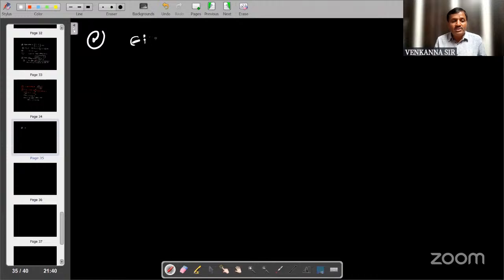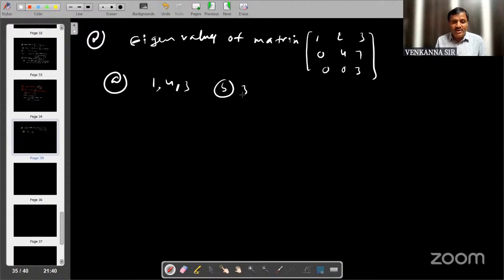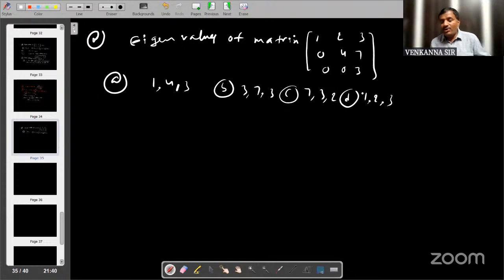Next. Eigenvalues of the matrix [1, 2, 3; 0, 4, 7; 0, 0, 3]. This matrix is given. Eigenvalues of the matrix are: option A: 1, 4, 3. Option B: 3, 7, 3. Option C: 7, 3, 2. Option D: 1, 2, 3. What is the correct answer for this question?